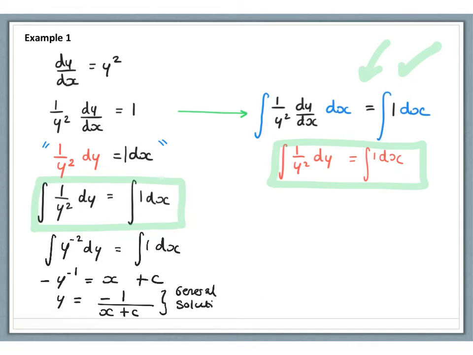Now, if I want to find a more specific solution, I need to be given some boundary conditions. I need to be given some information that I can use. So I might, for instance, be told that if x equals 0, y is equal to 2.